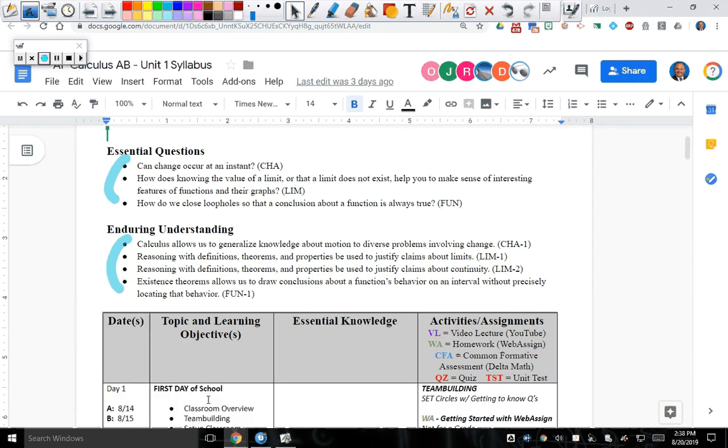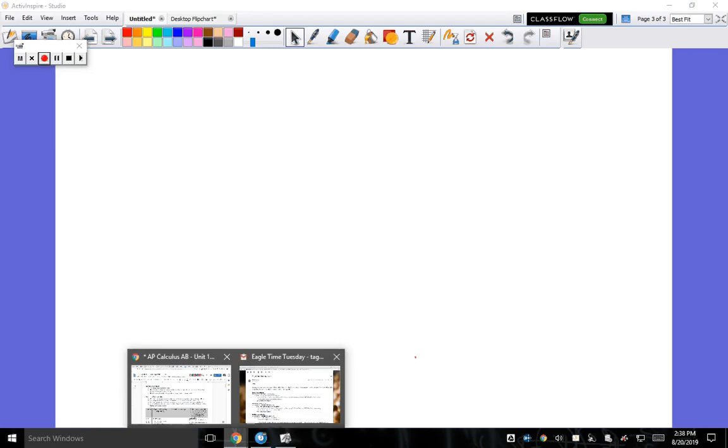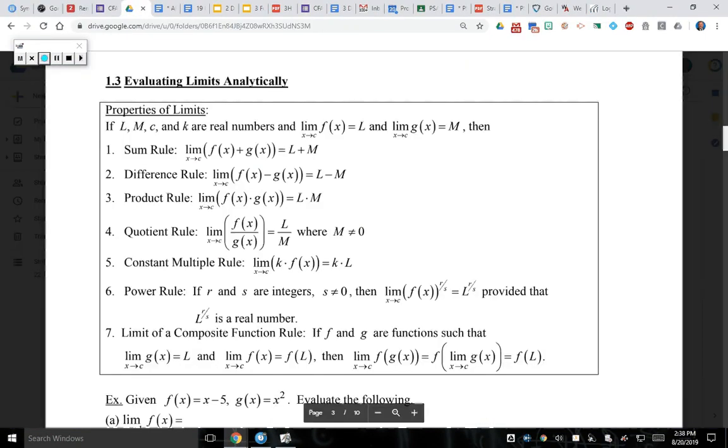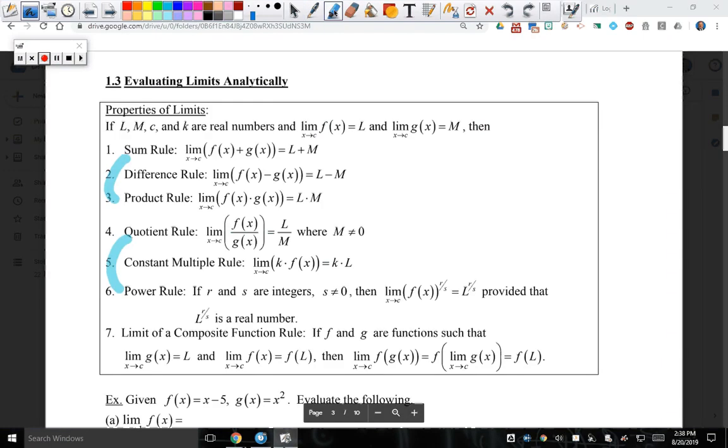With our notes, let me go back over here. Alright. Limit laws. So properties of limits. L, M, C, and K are real numbers. Think of them as constants. And we're going to say that the answer to this limit is L. Okay? And then the answer to this limit, okay, the answer M is the answer to this limit.